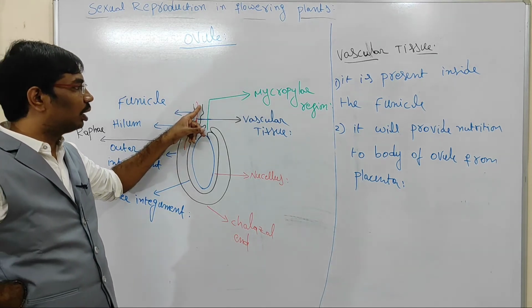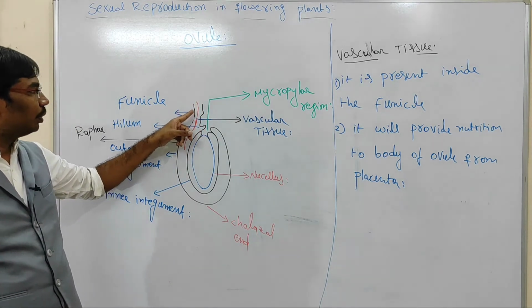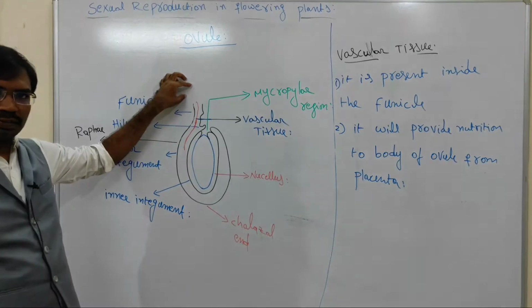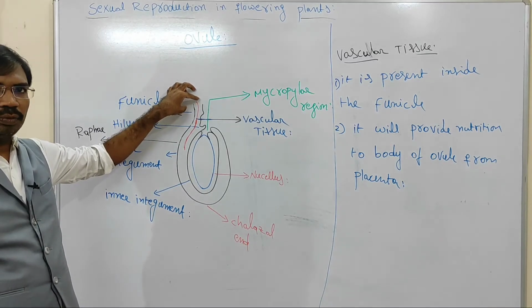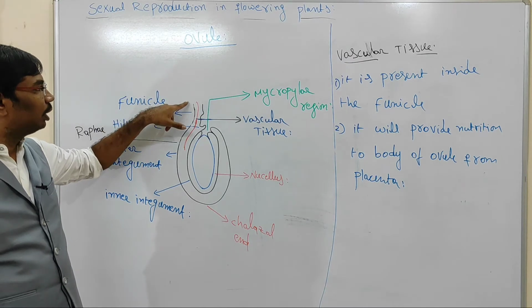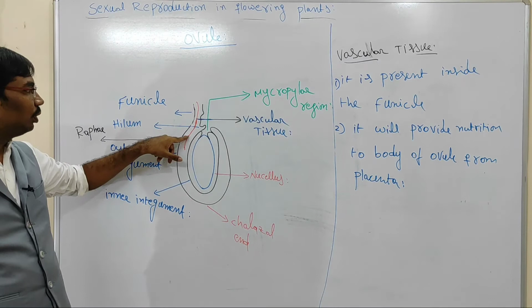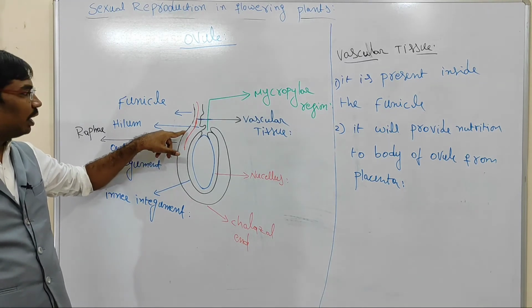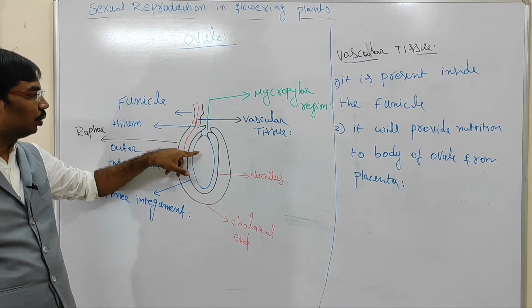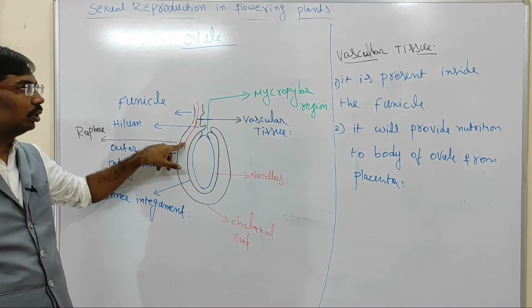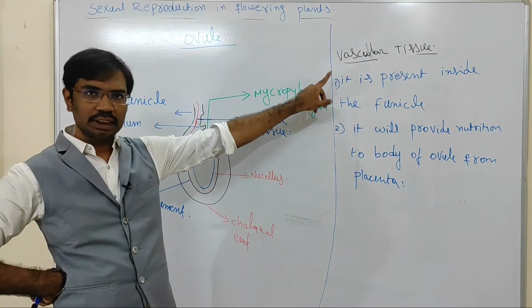First the nutrients are transferred into the placenta from the ovary. After that, the nutrients are transferred into the vascular tissue. The vascular tissue receives the nutrients and transfers them to the body of the ovule. So that is the function of the vascular tissue.